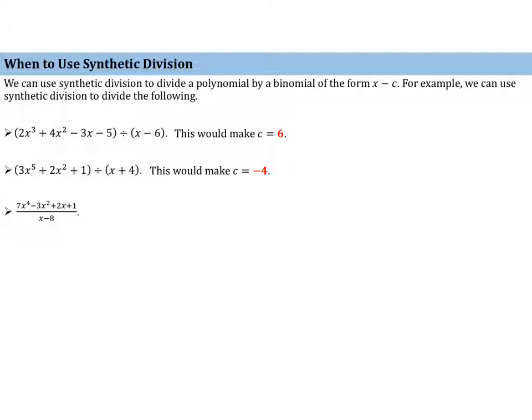Another way that a division problem could be written is as a polynomial divided by another polynomial in a fraction. So in this case, we have a fourth degree polynomial divided by x minus 8. So in this case, c would equal 8. So let's look now at an example.